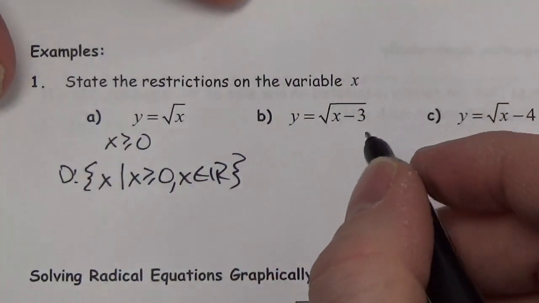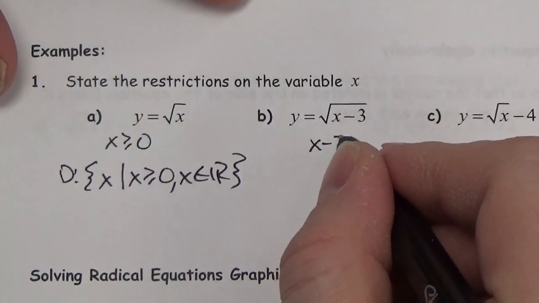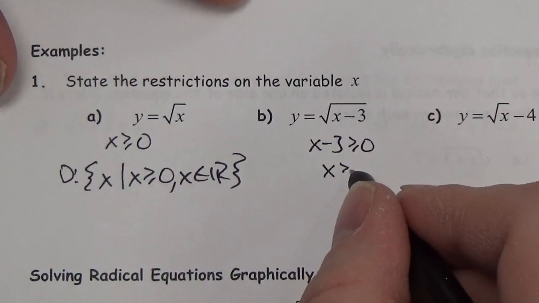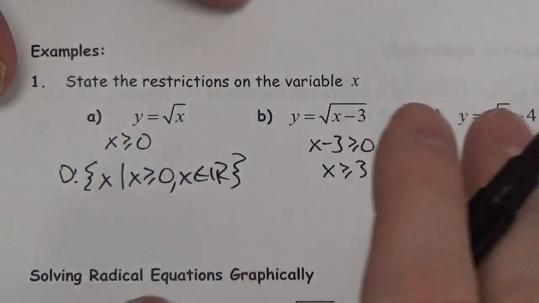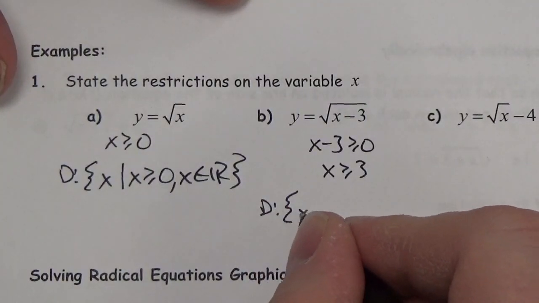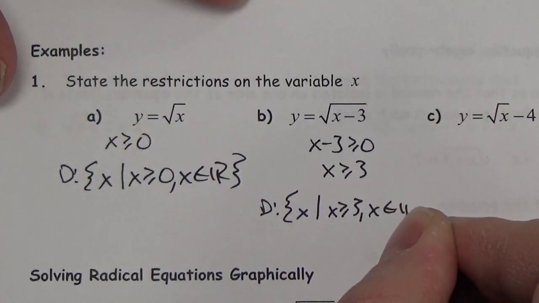Now this one's a little bit more complicated because my radicand is a little bit more complicated. So x minus 3 has to be greater than or equal to 0. That means x must be greater than or equal to 3. So things get shifted over a little bit. And now my domain is the set of x values such that x is greater than or equal to 3, where x is an element of the reals.